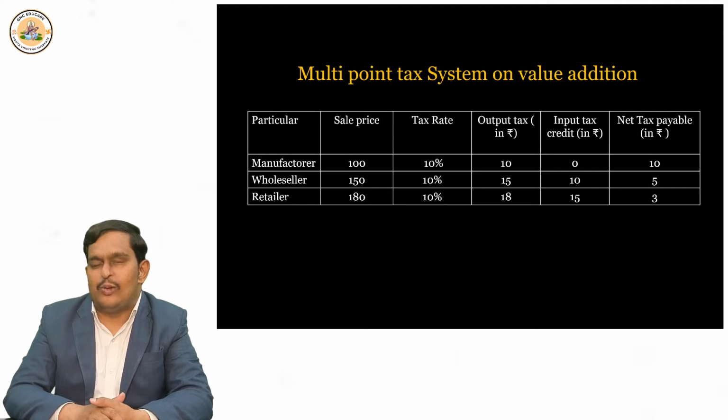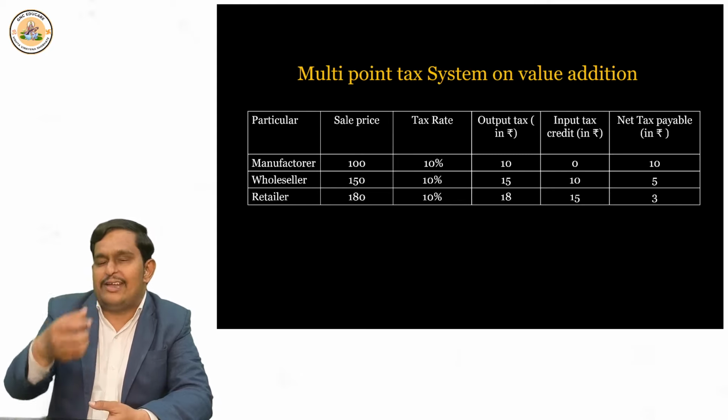So there are two ways in which we can do this. But in our exams, what is practiced? That I have shown here. Multi-point tax system on value addition: calculate tax on the sale value and call it output tax. Whatever tax paid on purchases, call it input tax, give credit of it, and ask to pay the balance tax only. That's why we got 15 minus 10, 5 rupees. This much only the wholesaler will pay to government. Retailer will pay 18 minus 15, only 3 rupees to the government.